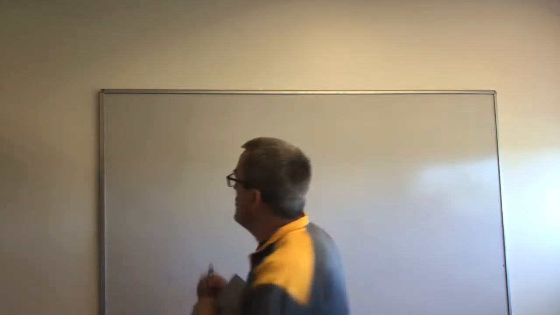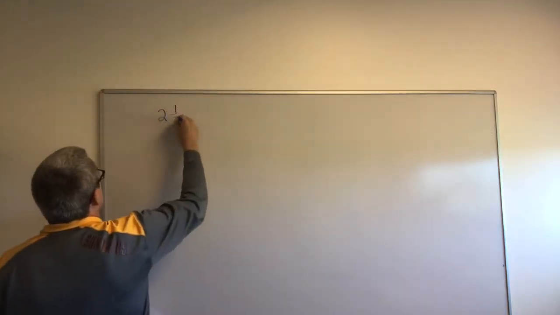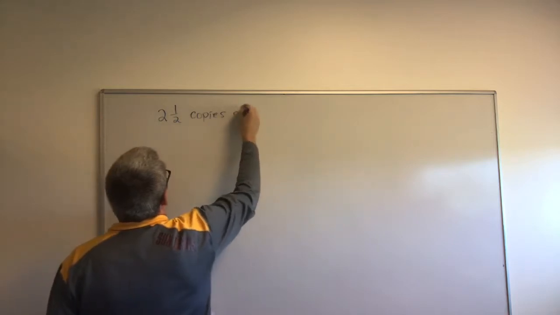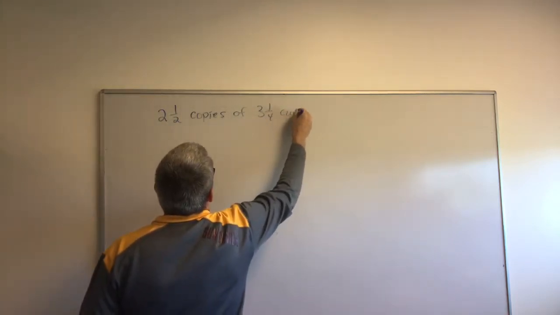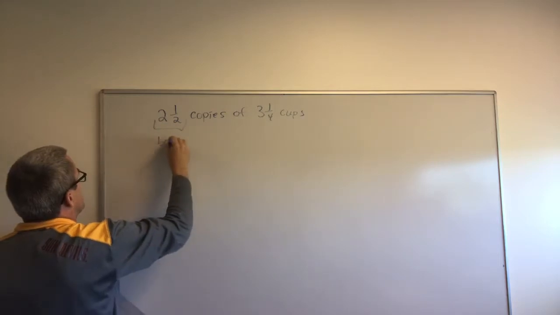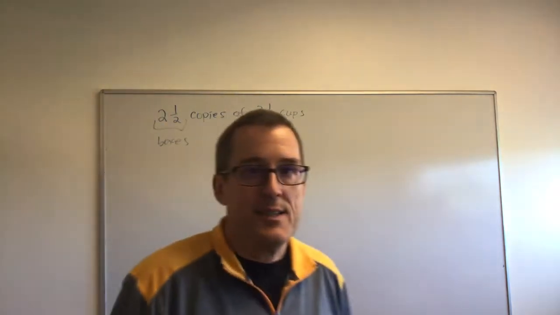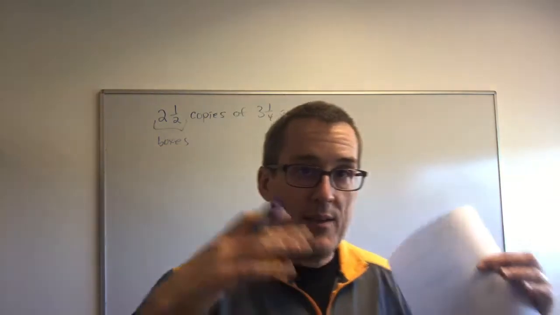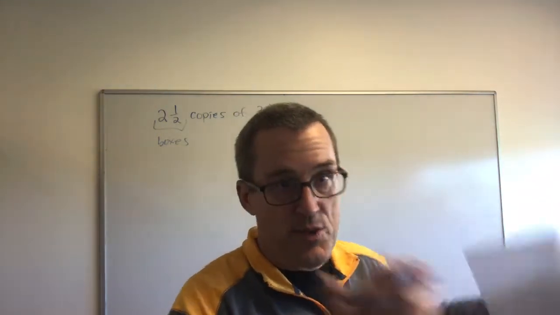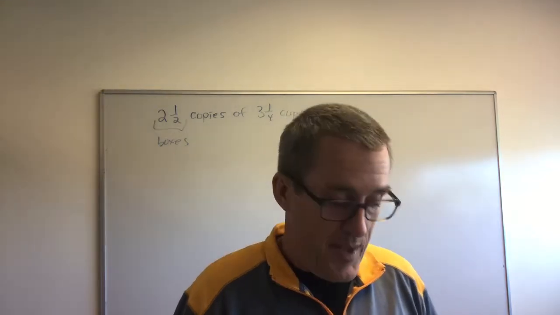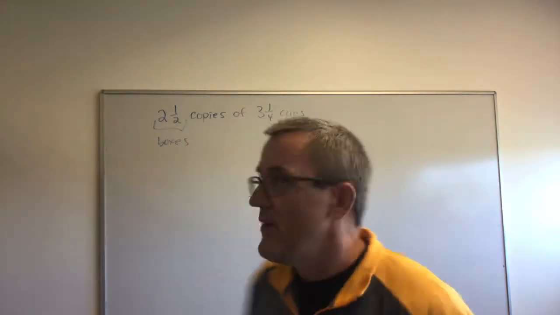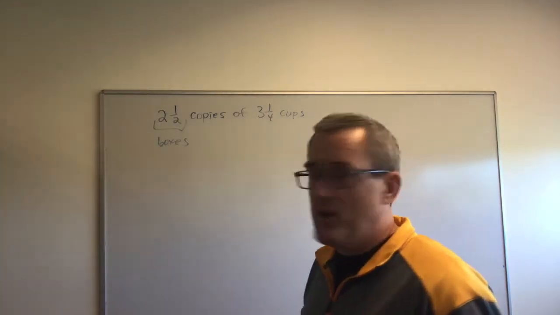It said every box of crackers contains 3 1/4 cups of crackers. 2 1/2 boxes of crackers were eaten. How many cups of crackers were eaten altogether? So from the story, I hope you see that we have 2 1/2 copies of 3 1/4 cups. That is, we ate 2 1/2 boxes of crackers, and each box contains 3 1/4 cups. So we have 2 1/2 copies of those 3 1/4 cups that we ate. So how would we figure out how many cups of crackers did we actually eat?